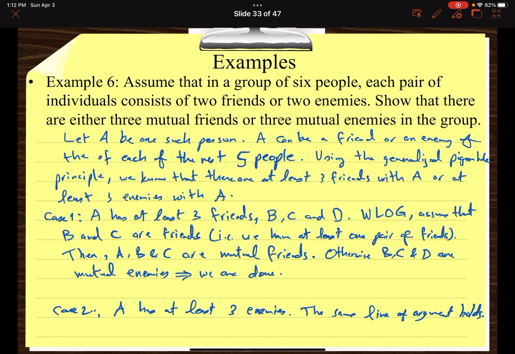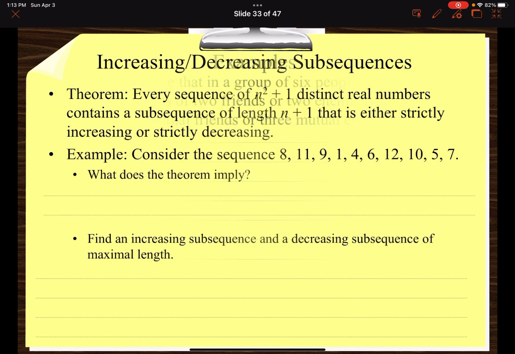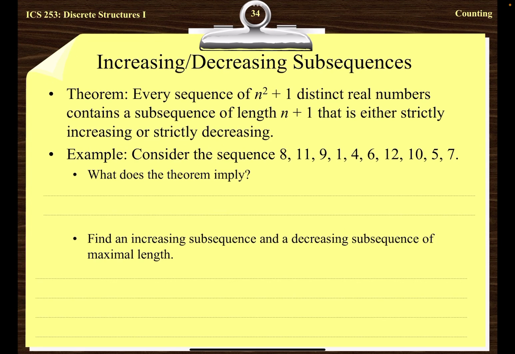Okay. So as we can see here, we have used the generalized pigeonhole principle to show that in any group of 6 people where each pair is either a friend or an enemy, we have either 3 mutual friends or 3 mutual enemies. Okay. Let's take another application of the pigeonhole principle, and here we will not see it really directly because it's actually related to the proof of the theorem. And to tell you the truth, we're not going to look at the proof of the theorem. Okay? So let's just look at the theorem and apply it.